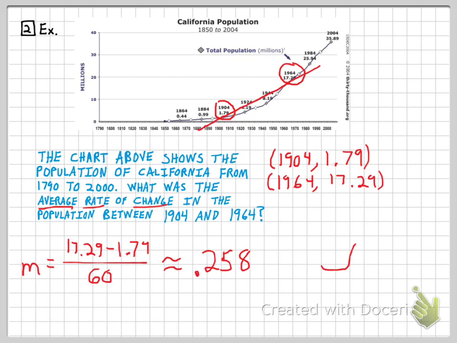And with these problems, you want to think about the meaning of your answer. So, back up to my graph real quickly. I have a y-axis that represents millions of people, and an x-axis that obviously represents years. And when I figure out a rate of change, I'm actually getting a number that represents millions of people per year. So, what I found out is over the 60-year time span from 1904 to 1964, on average, the population was increasing by about 250,000 people per year.